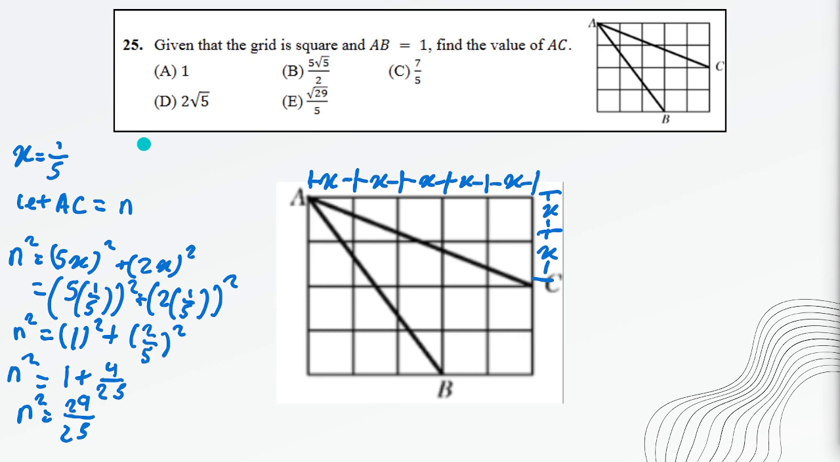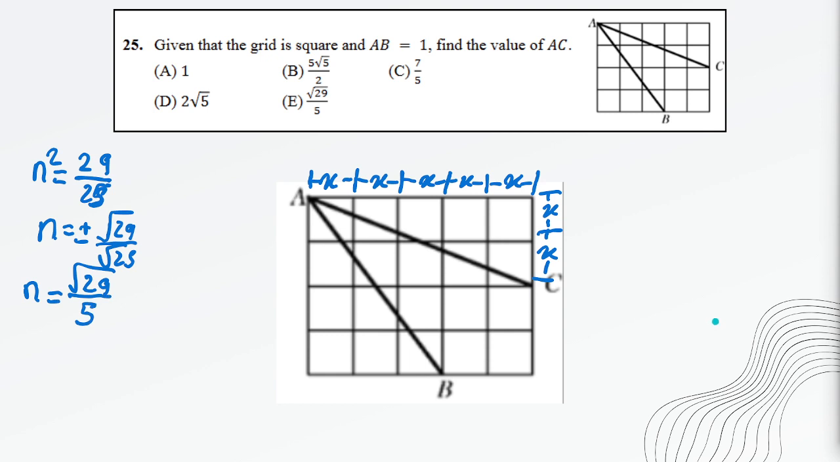So n squared equals 5x squared plus 2x squared, because of the Pythagorean theorem. But we know that x equals 1 over 5, so n squared equals (5 times 1 over 5) squared plus (2 times 1 over 5) squared, or 1 squared plus (2 over 5) squared. And that equals 1 plus 4 over 25, which means n squared equals 29 over 25, as shown here.